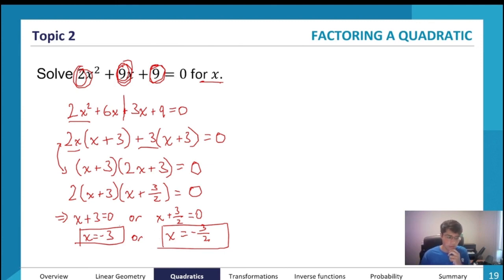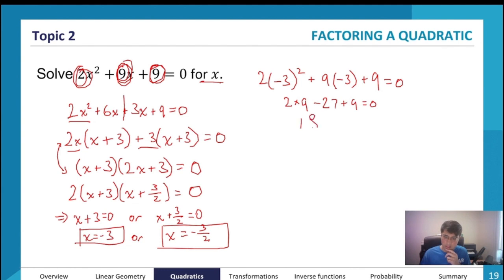In this case, we'll do it with our answer x equals negative 3. So we've got 2 times negative 3 squared plus 9 times negative 3 plus 9, equal to 0. So 2 times negative 3 squared, that's going to be 2 times 9. And then we've got 9 times negative 3, which is negative 27. And then we've got 9 at the end, equals 0. That's 18 minus 27 plus 9 equals 0. And finally, 0 equals 0. So that means we've done our working out correctly.